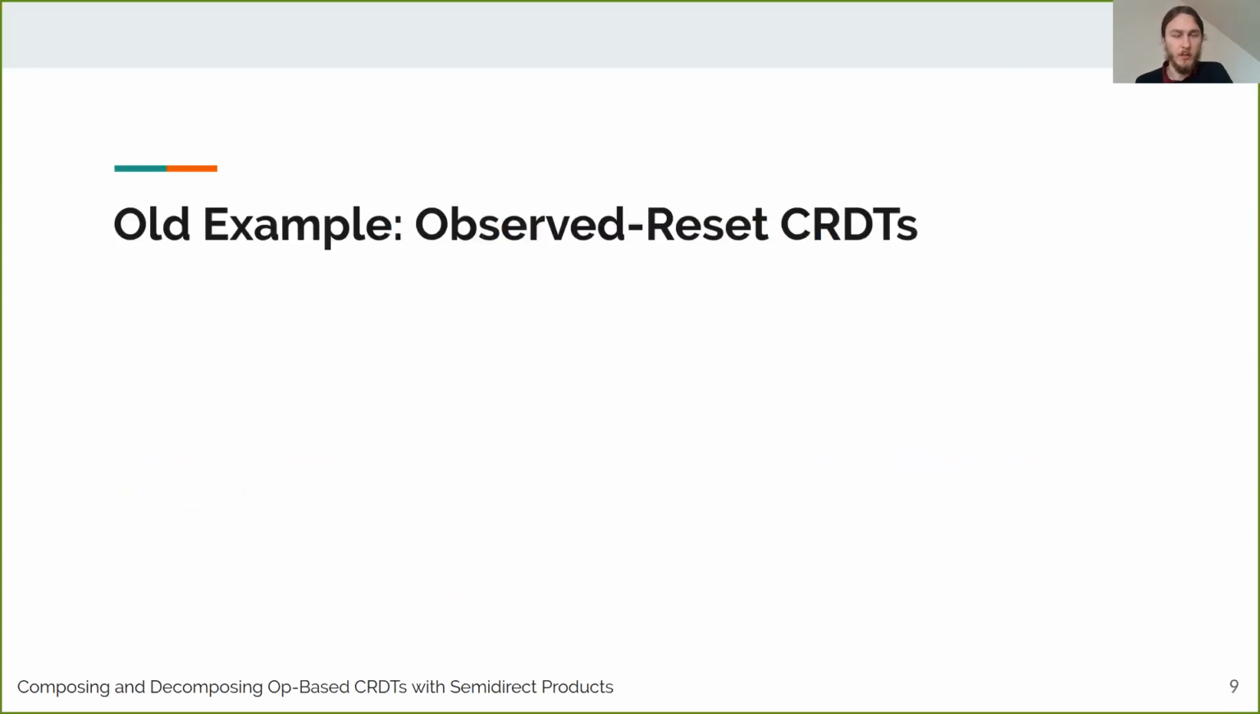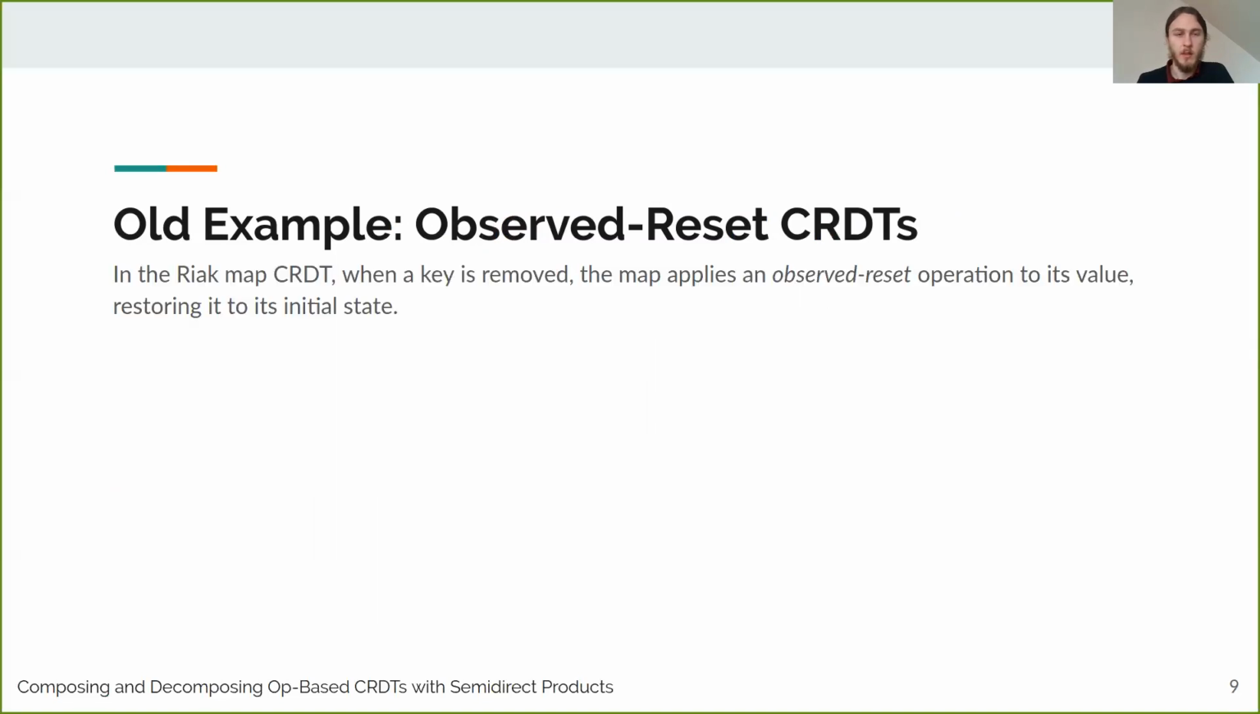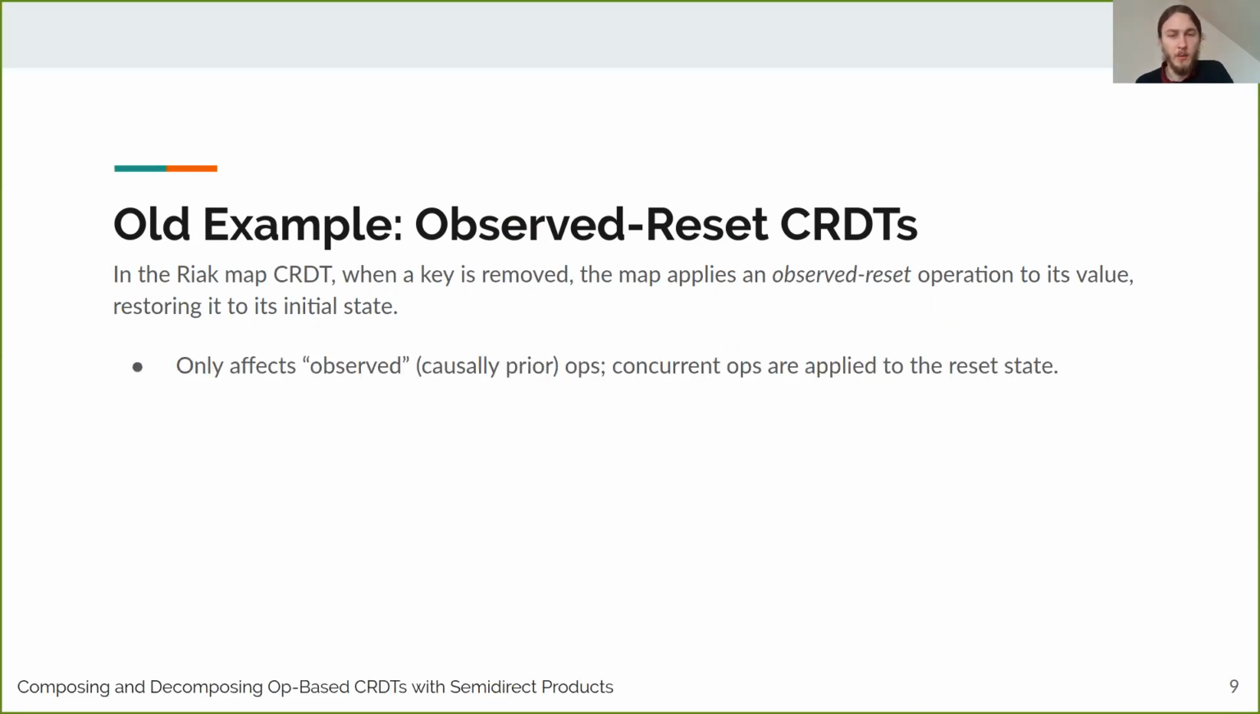Okay, so that's the integer register supporting add and mult operations. Now for an example of an existing CRDT that can be written as a semidirect product, I'll discuss the observed reset CRDT. So in the map, which is a CRDT representing a map from keys to CRDT values, when you remove a key, the map applies an observed reset operation to its value, which restores the value to its initial state. And this only affects causally prior operations. So if someone concurrently changes the value at that key, then it'll resurrect the key with a value of the initial state affected by the concurrent operation.